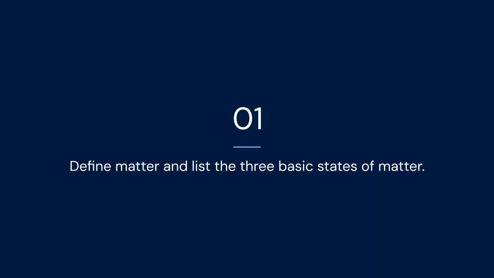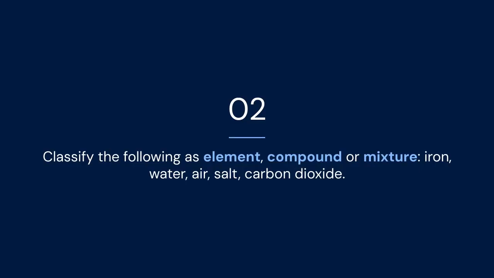1. Define matter and list the three basic states of matter. 2. Classify the following as element, compound, or mixture: iron, water, air, salt, carbon.